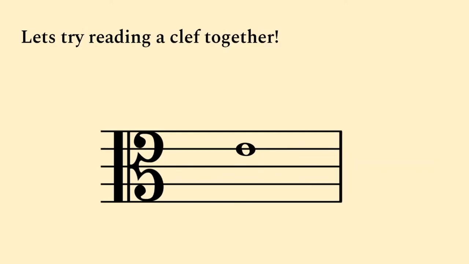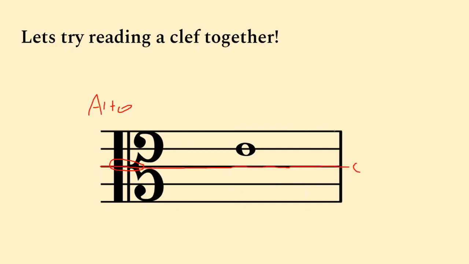So let's try reading a C-clef together. If you recall, this is an alto clef. You don't have to memorize the names of these clefs in order to read them though. All you have to memorize is that the middle of the C-clef signifies C. So the middle of this alto clef is right here, meaning that this entire line is C.